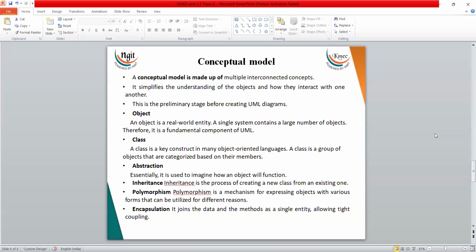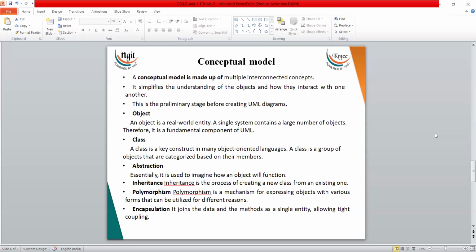Coming to the conceptual model. A conceptual model is made up of multiple interconnected concepts. It simplifies the understanding of the objects and how they interact with one another. This is the preliminary stage before creating any UML diagrams. Coming to the object. An object is a real-world entity. A single system contains a large number of objects. Therefore, it is a fundamental component of UML.